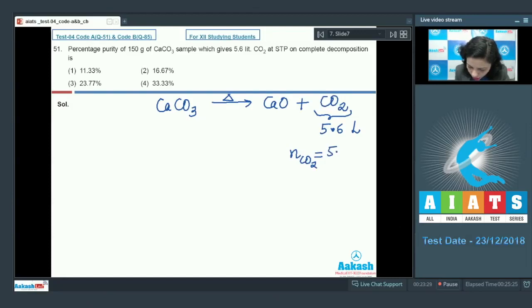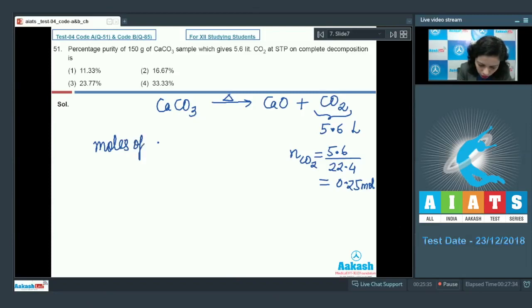Those would be 5.6 divided by 22.4, and that would be equal to 0.25 mole. Now, these are the moles of carbon dioxide. As per the given chemical equation, you will identify that 1 mole of CaCO3 gives 1 mole of CO2. It means if 0.25 mole of CO2 is produced, the moles of CaCO3 that should be taken are also 0.25 mole.